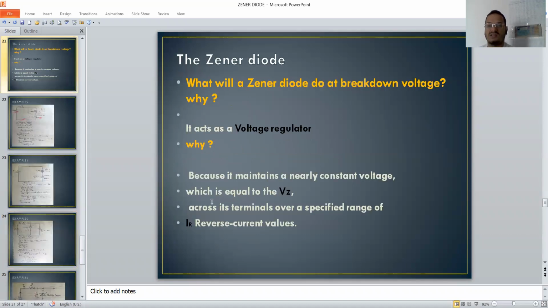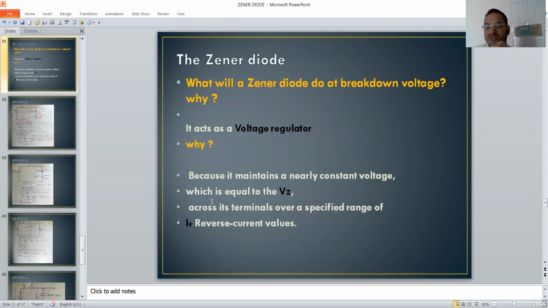This will be the last slide, and after that, in the next video, we will start to solve, I think, two examples. What will a Zener diode do at a breakdown voltage? It acts like a voltage regulator. I repeated that many times because it's very important.